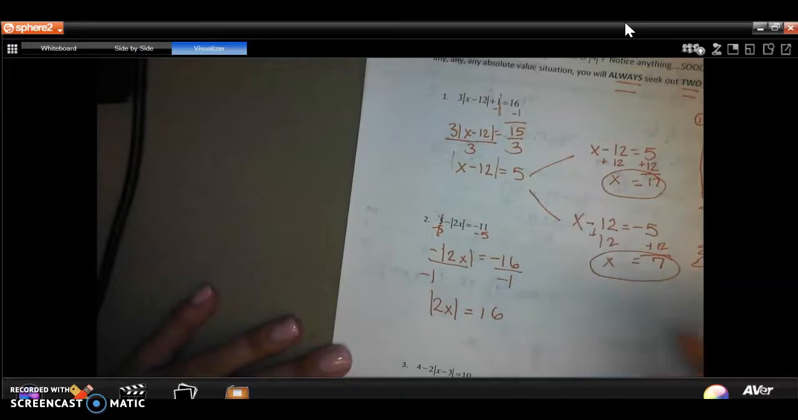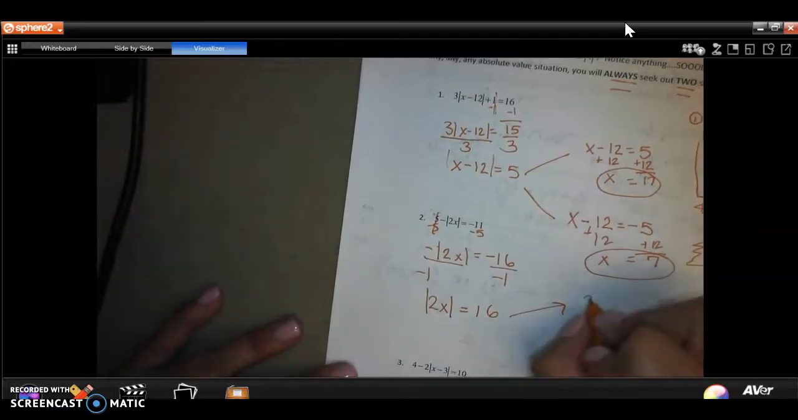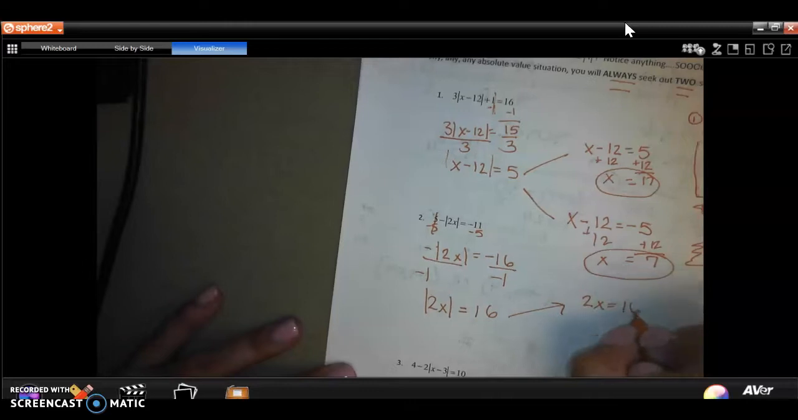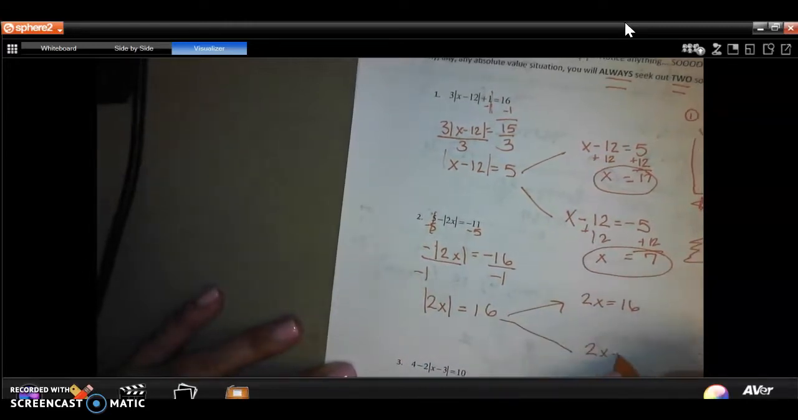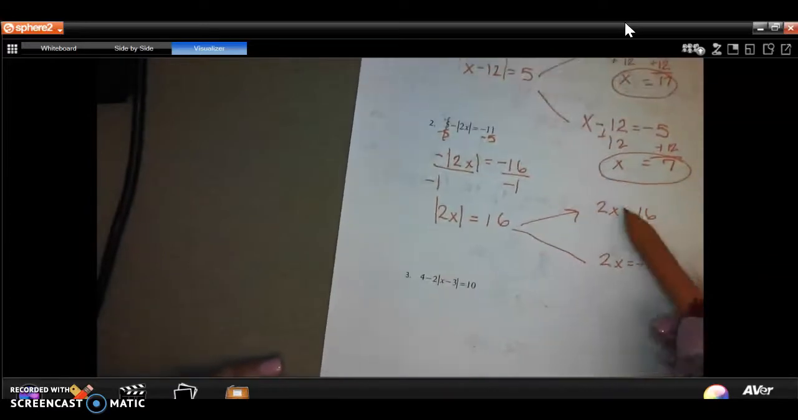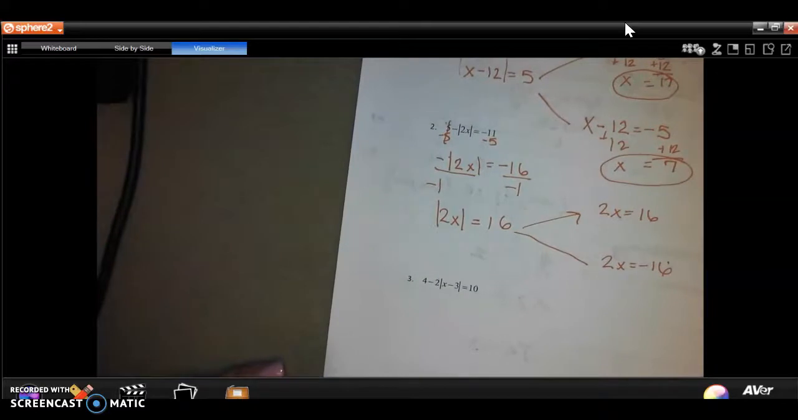All right, now we've got to do our two situations. Situation 1, 2x could equal positive 16. Or because of absolute value, we know 2x could also equal -16. Because again, up here, the absolute value of -4 was 4. The absolute value of 4 is 4. So we're saying down here that there could be two situations that would make this statement true.